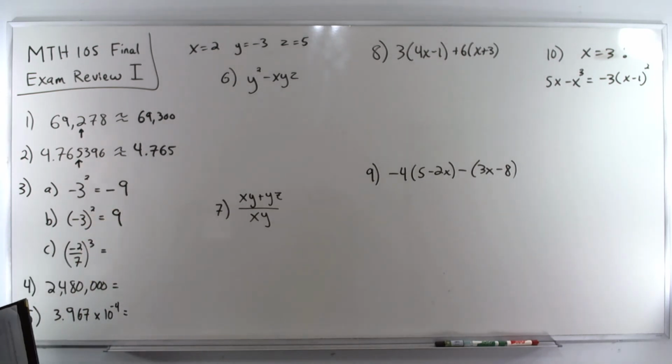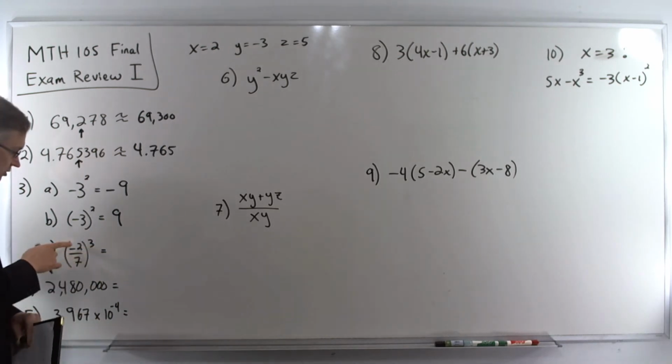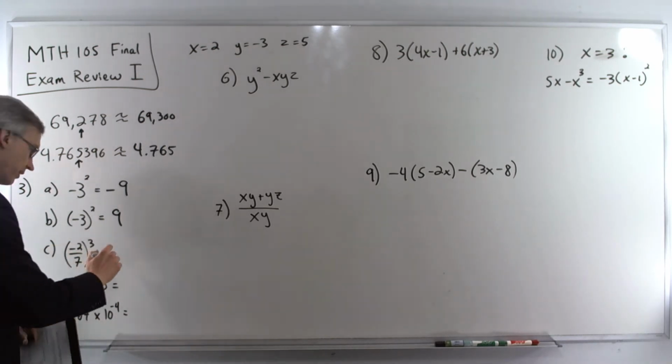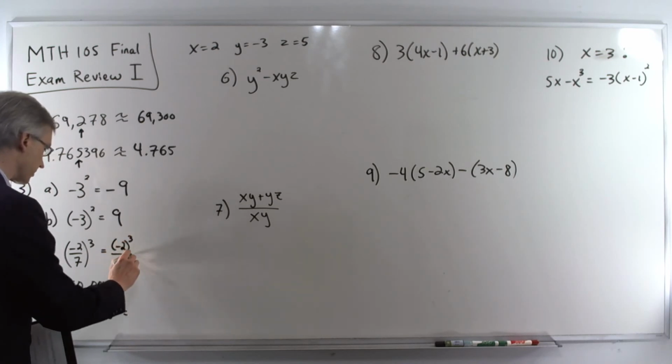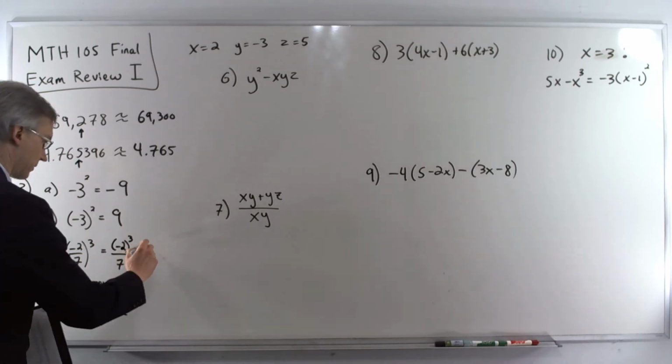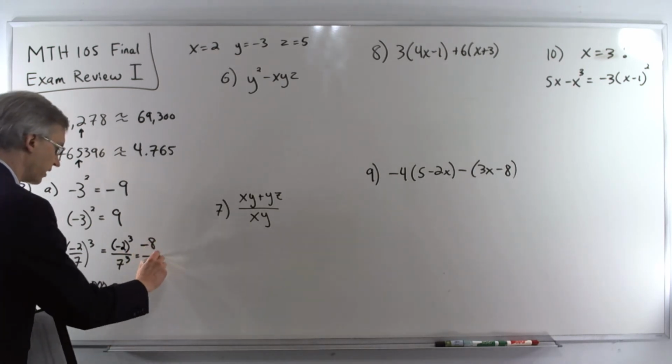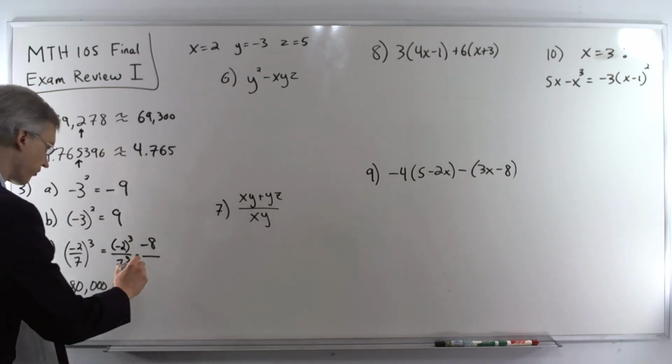Now for part C, we're going to apply this exponent individually to both the numerator and the denominator. So we get -2 to the third power on top, and 7 to the third power on the bottom. Now -2 to the third is -8, so we get -8 over 343.